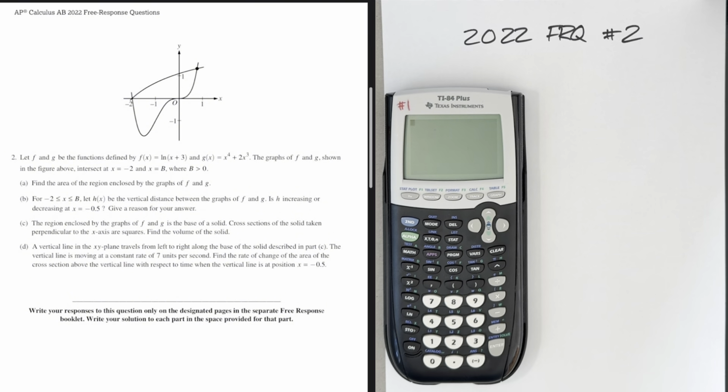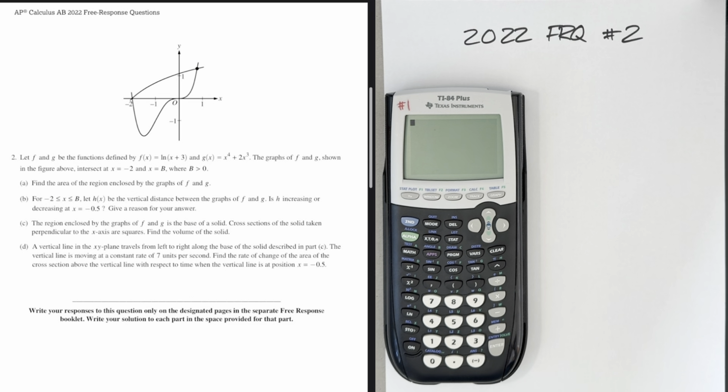Another calculator question from the 2022 AP test. In this question, we've got a couple of graphs, and we're going to be dealing with some volumes, some related rates, some area between curves. I think it's a really helpful question in growing our understanding of calculus, which is the goal of this, right? So let's take a look at this question together.